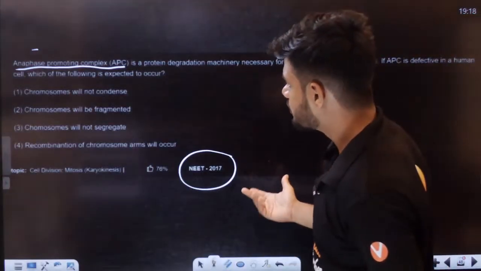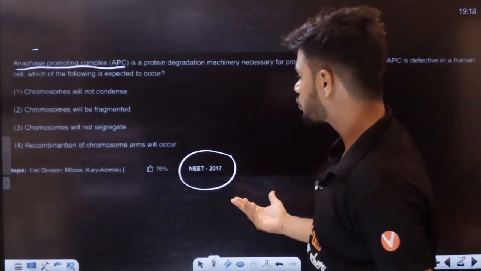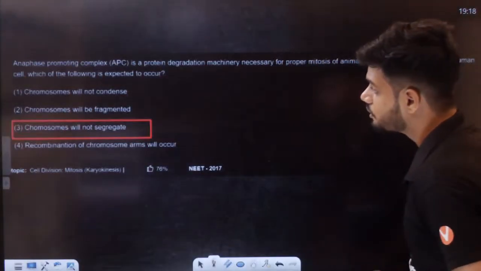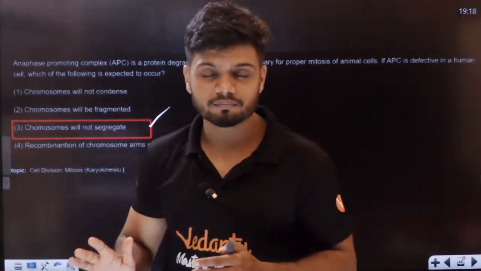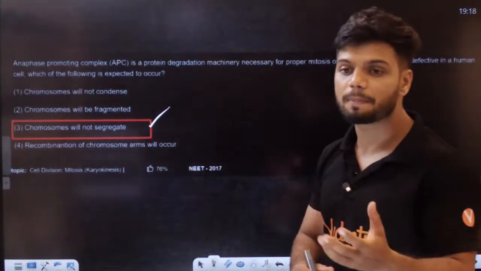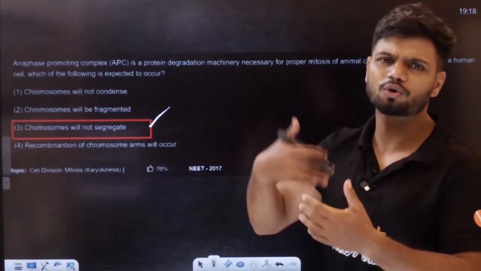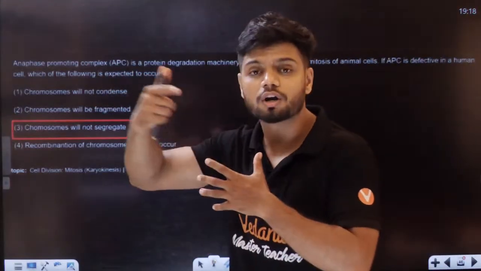Chromosomes will not condense, will not be fragmented, will not segregate. Recombination of chromosomes will not occur. Students, they will not segregate. That is, they will not go to anaphase itself. Condensation is happening. They will not segregate at all, because they will not go to the next stage. Unless there is anaphase promoting complex, it is not going to anaphase.